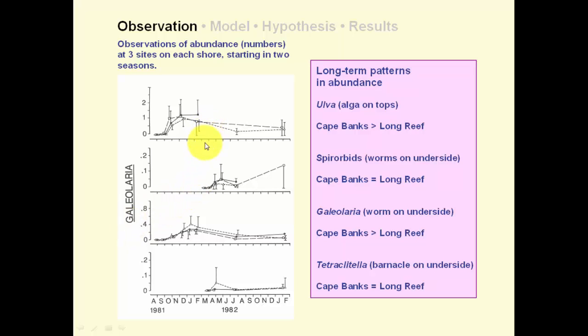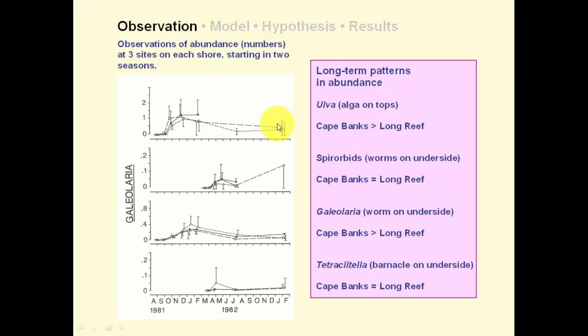Top two panels here are for sets of rocks put out at Cape Banks, and the bottom two panels are for sets put out at Long Reef. And the main difference is one set is put out in the winter period and the other in the summer period. And the different lines are just for sets of rocks put out in slightly different locations, slightly different sites.